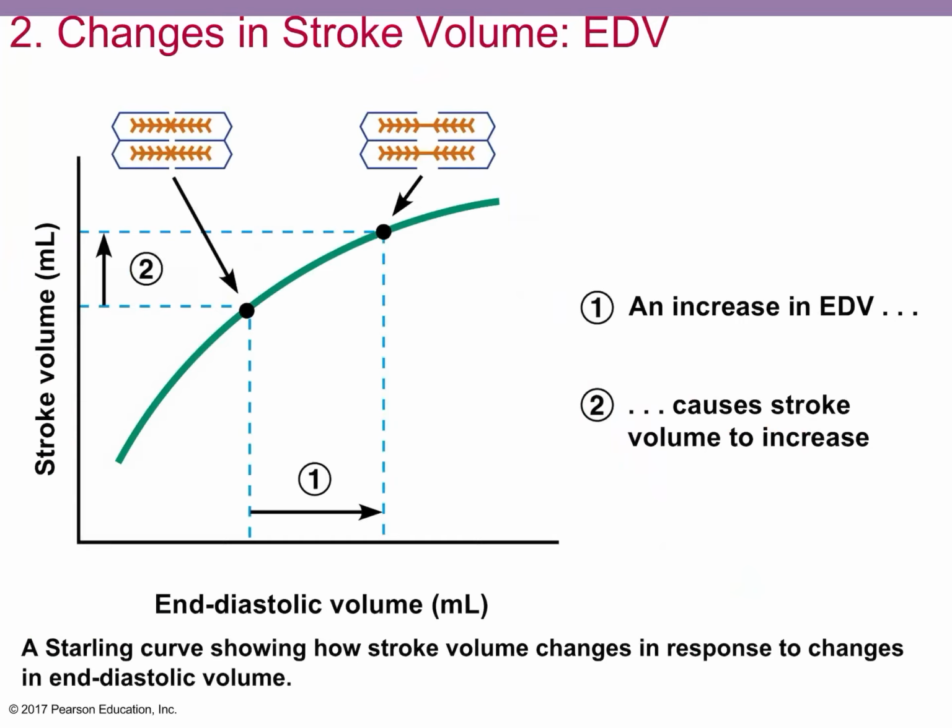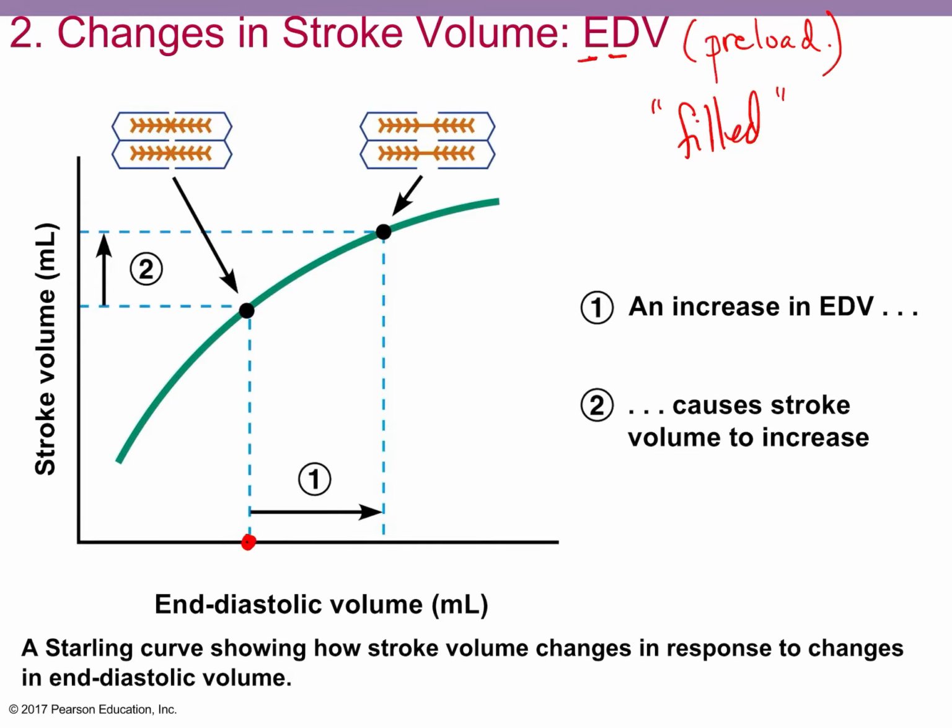The second factor that affects stroke volume is the end diastolic volume. This is also called preload. So what this means is when the ventricles are filling with blood at the end of diastole, your ventricles are now filled to the max, right? They're full. It turns out that if you look at the graph, there's a relationship between how full the ventricle is and how stretched the sarcomeres of the cardiac muscle are.